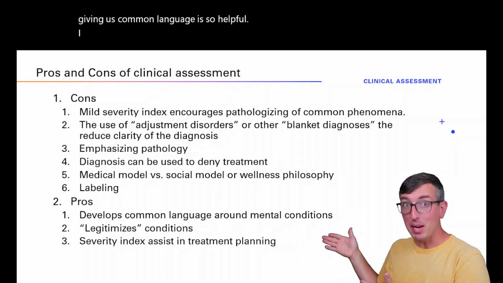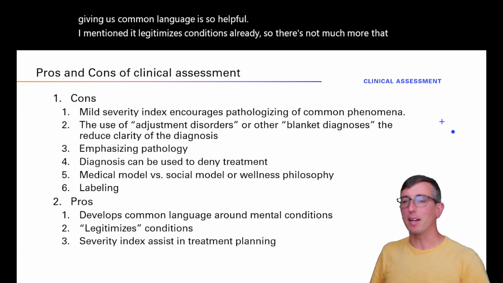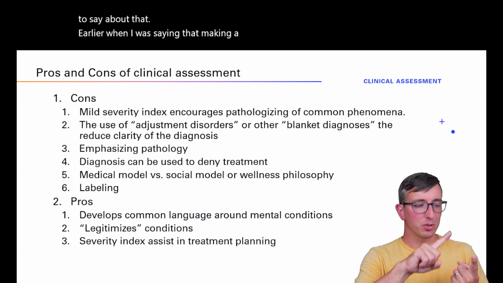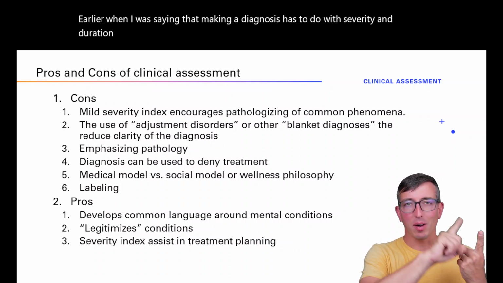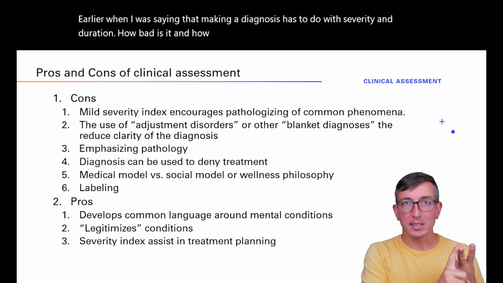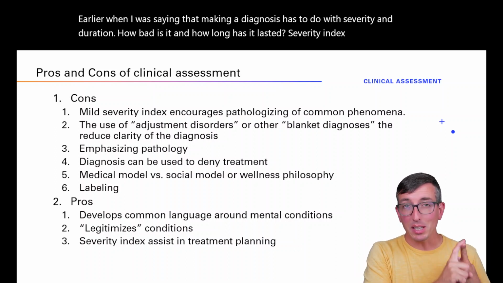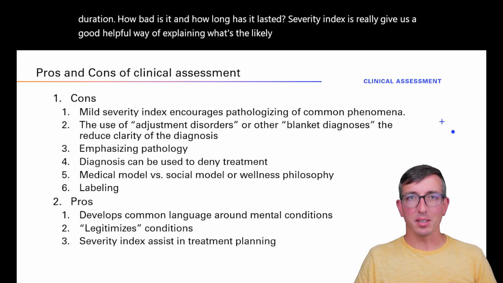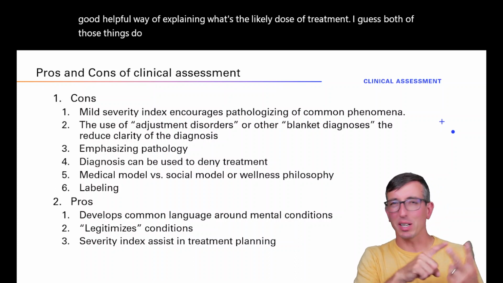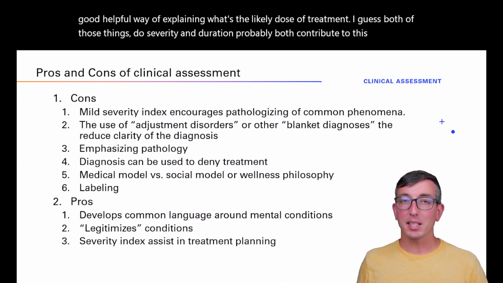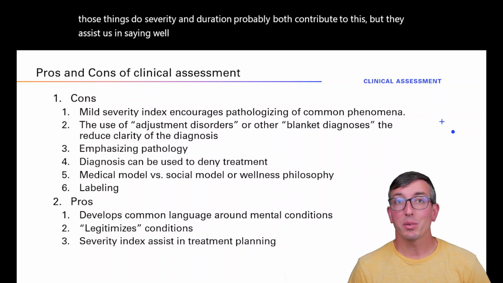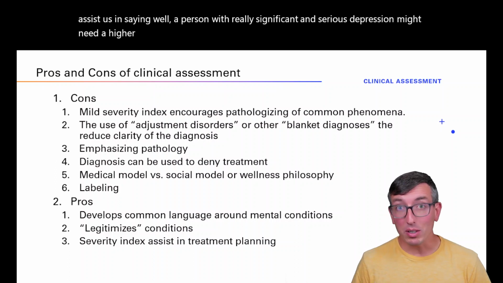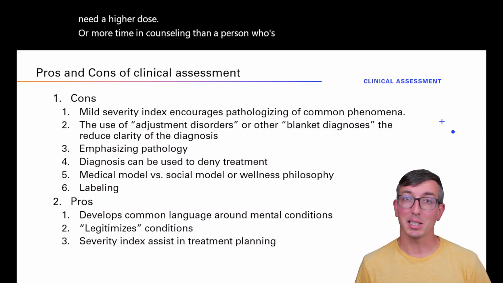I mentioned it legitimizes conditions already, so there's not much more that I want to say about that. Earlier when I was saying that making a diagnosis has to do with severity and duration, how bad is it and how long has it lasted, severity indexes really give us a good, helpful way of explaining what's the likely dose of treatment. I guess both of those things do. Severity and duration probably both contribute to this. But they assist us in saying, well, a person with really significant and serious depression might need a higher dose or more time in counseling than a person who's experiencing mild depression.